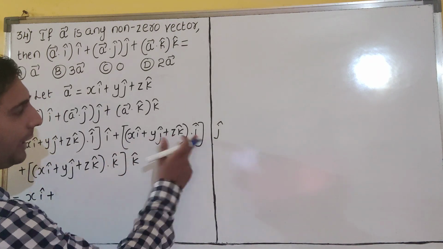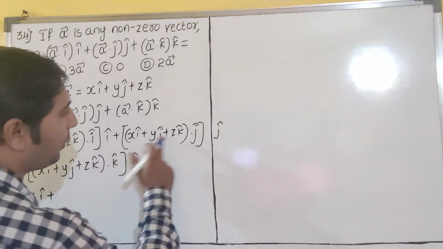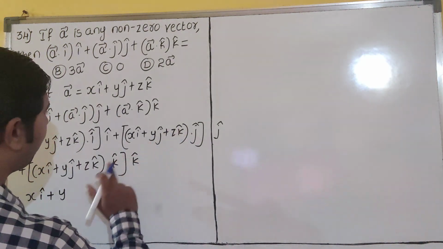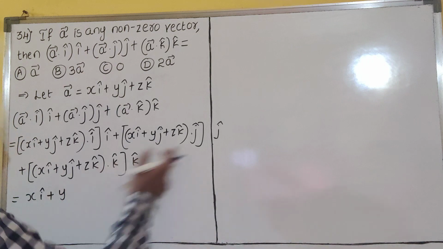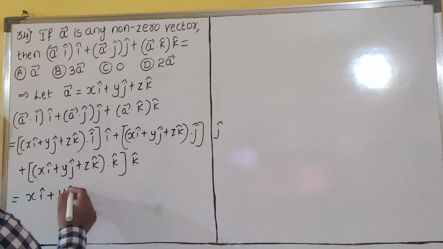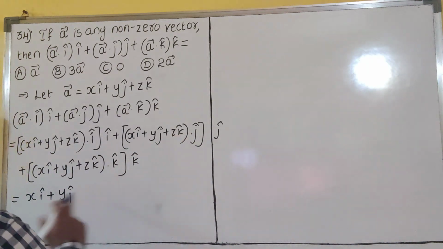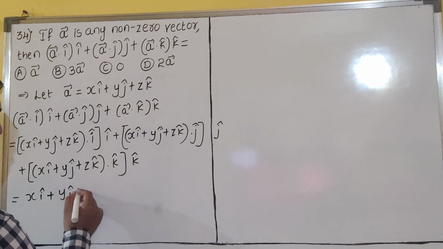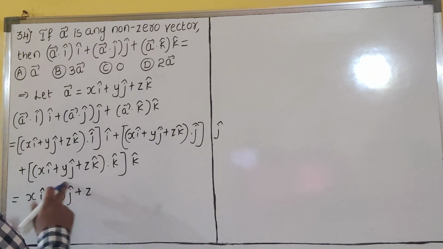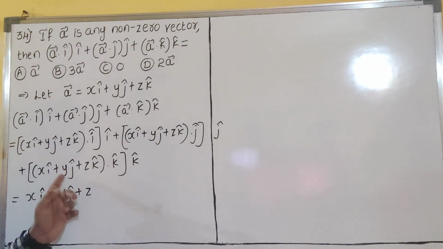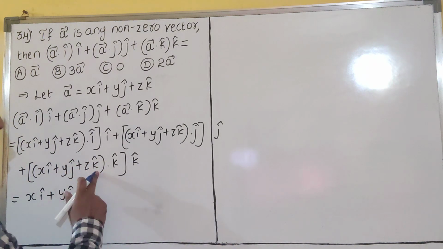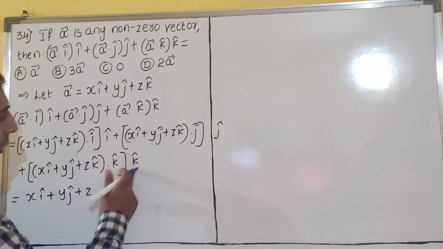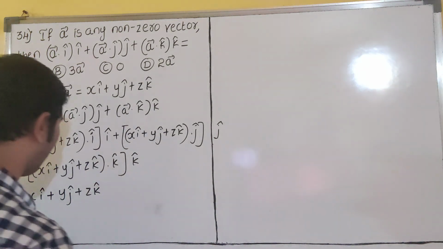Plus similarly, I to j we can't do, j to j we can do: y into 1 is y, and outside j cap I can write. Again k to j you can't do, but k to k you can do: z into 1 is z. You should leave the others, I dot k cap is 0, j dot k cap is 0. So k to k is 1, so z into 1 is z, and k cap is outside.